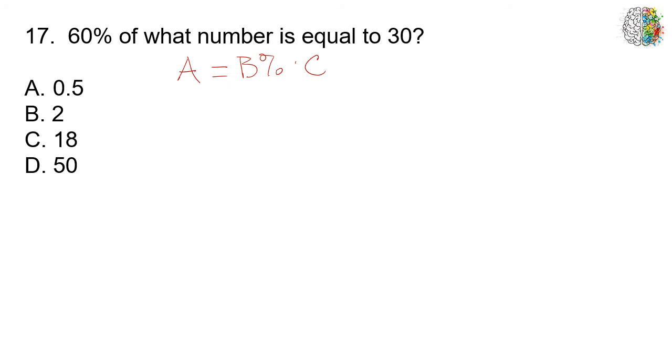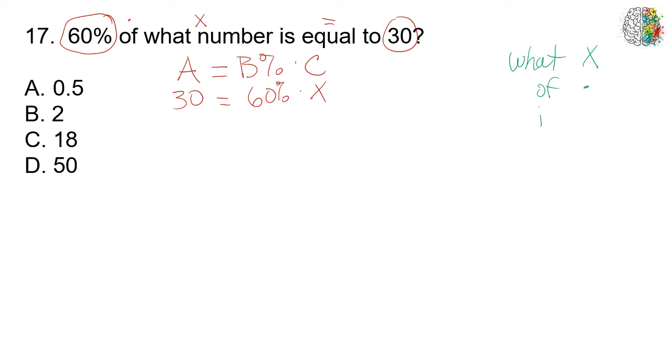Now I'm going to match them up with my word cues. So I've got 60%. So that's going to be my percentage. Of means multiply. What number is my unknown. Is equal to 30. So when you have percentage problems, sometimes they give you word cues. In this example, when we have what or what number, that's going to be your unknown x, or the number you're solving for. Of is going to mean multiply, and is means equal to. So this helps us to set up the problem to make sure that our equations are correct.